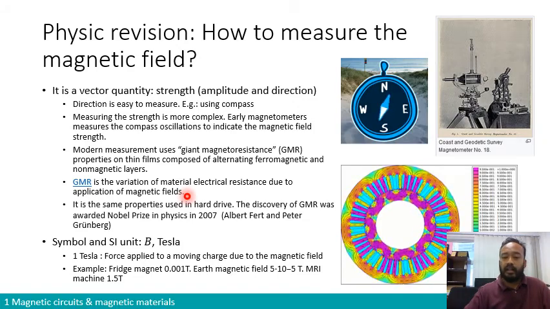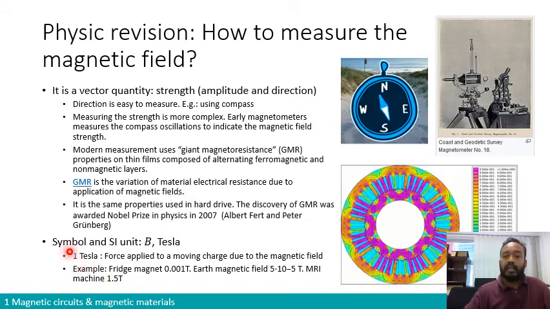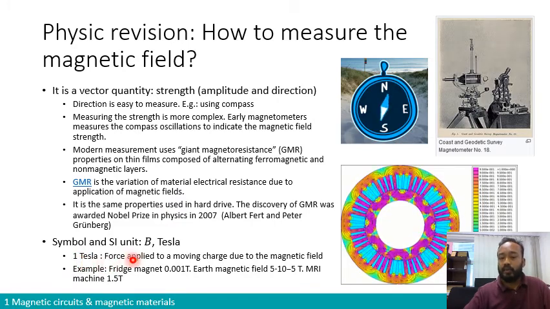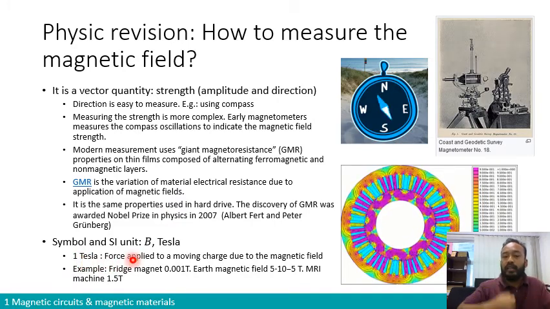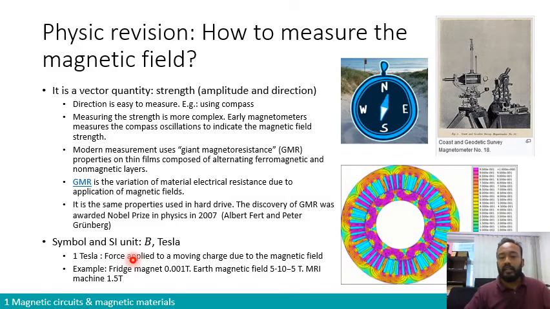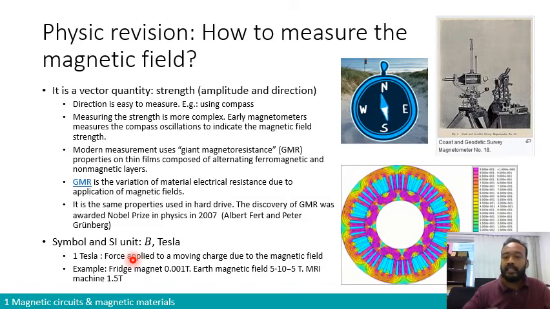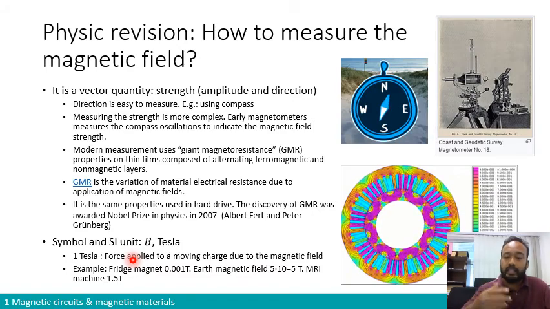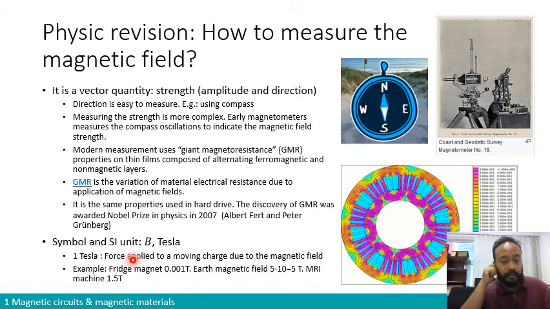A higher Tesla means a higher magnetic field, so a lot of force is needed to move that charge inside the magnetic field. A lower Tesla means it is easier to move, so less force is needed to move an object, here in this case a charge, inside that magnetic field.